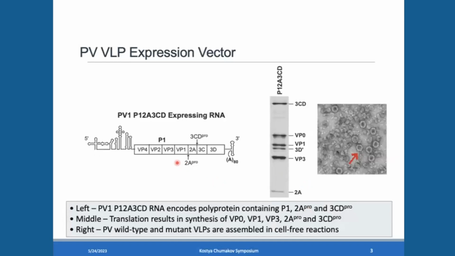So the vector that we came up with is shown here. And basically the idea was we just took a transcript of poliovirus RNA. The idea was we need the capsid precursor protein P1, we needed 2A protease, and we needed 3CD protease. So what we did is we made an in-frame deletion between 2A and the beginning of 3CD. And basically that left those proteins intact, 2A and 3CD, and took everything else out in between.